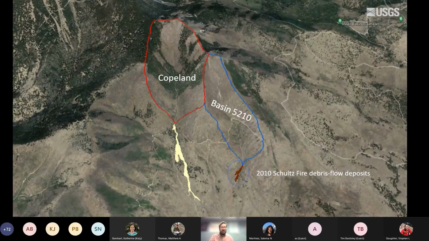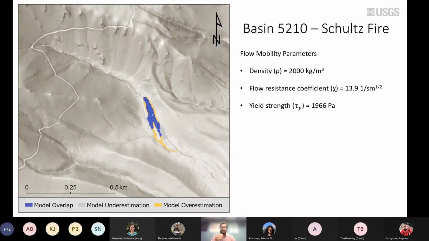However, once the pipeline fire occurred and some debris flows were generated, we went up to the study site and we mapped the extent of inundation, shown here in beige, and the volume of the debris flow produced by Copeland, which is a watershed that burned in both fires. So we applied the parameters calibrated for basin 5210 to the pipeline fire using only an updated input volume.